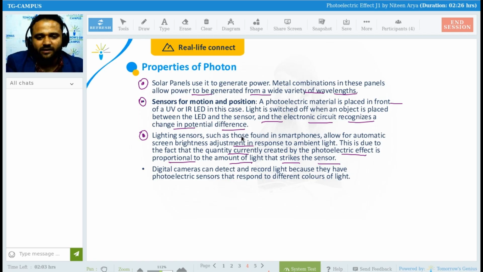Digital cameras can detect and record light because they have photoelectric sensors and respond to the different colors of light. So all these things work on the principle of the photoelectric effect as well as on the photon system, and these are the basic different properties of photons. Is this clear, everyone?